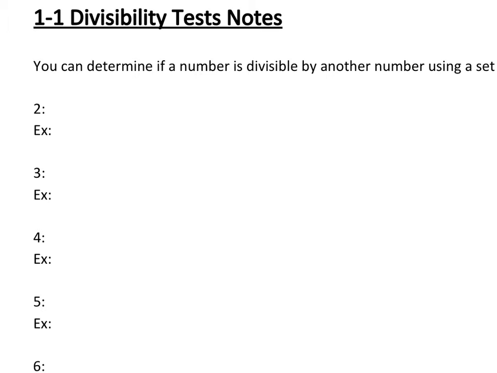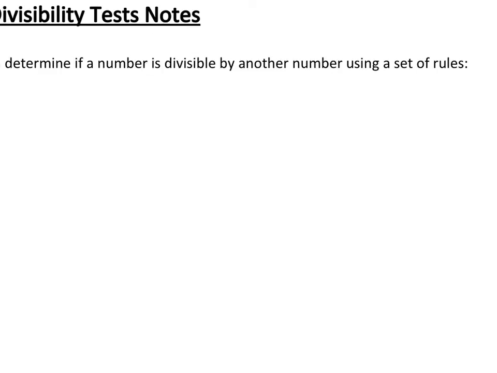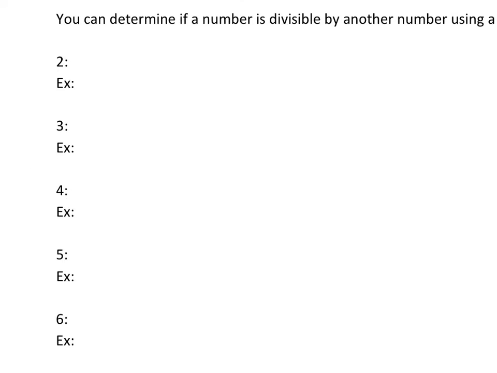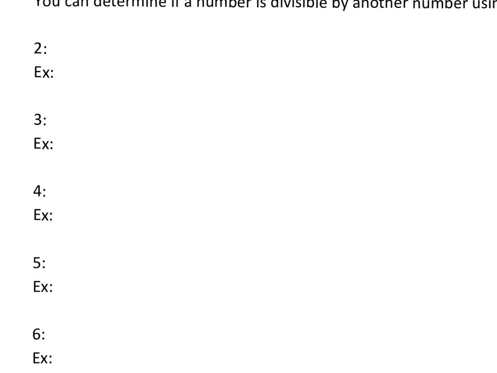All right, so our first section is on divisibility tests. And all that means is figuring out what parts make up a number, so you can determine if a number is divisible by another number using a set of rules. So every number kind of has a set of rules that make it easy to decide these things. So we're going to start with the easy ones.